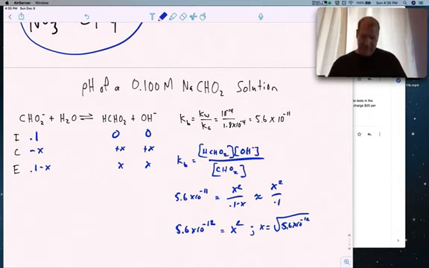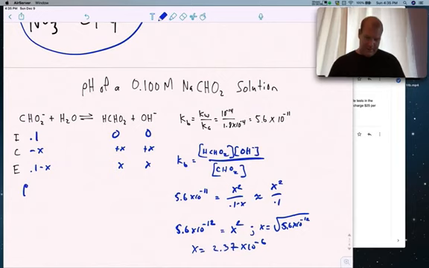Let's put that in our calculator. 5.6 e minus 12 to the 0.5. How many sig figs? 2 sig figs. X equals 2.37 times 10 to the minus 6. Okay, then we need the pH.